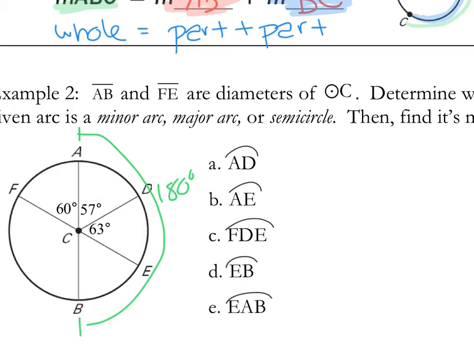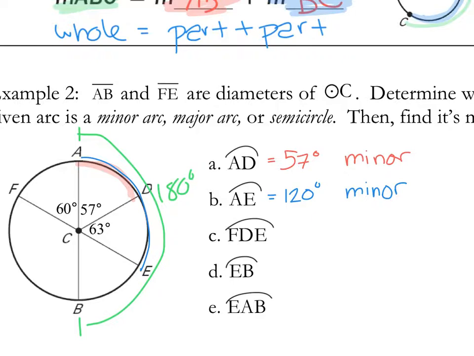So A to D. So if I want to find this arc right here, I know that the central angle is 57, so this is also going to be 57 degrees because the central angle is the same as your arc. And since it's less than 180, it's going to be minor. AE now, go from A to E, is going to be 57 plus 63. So what is that, 120, I believe? And that is still a minor arc because it's less than 180.